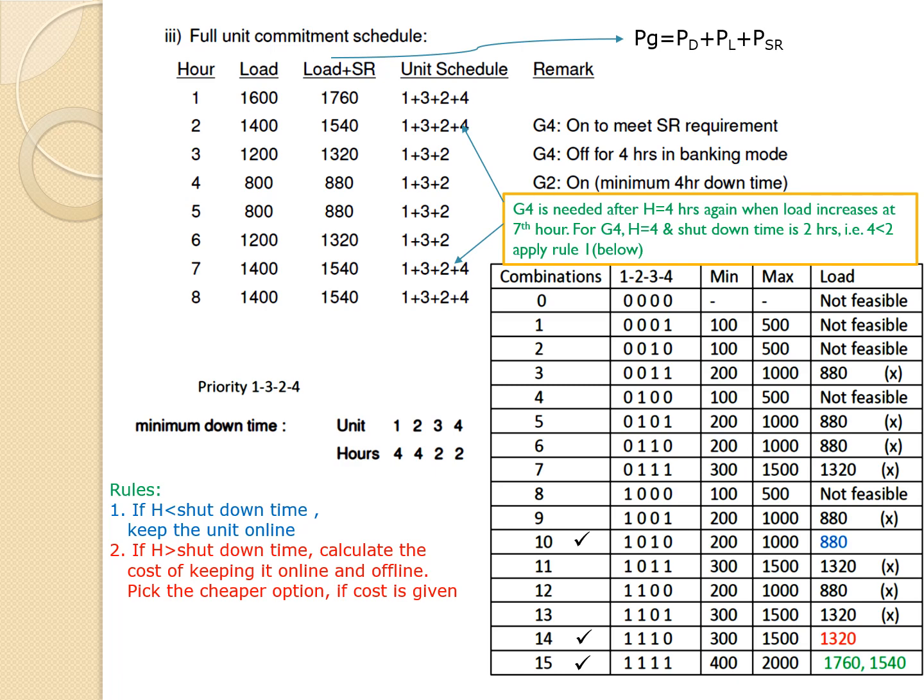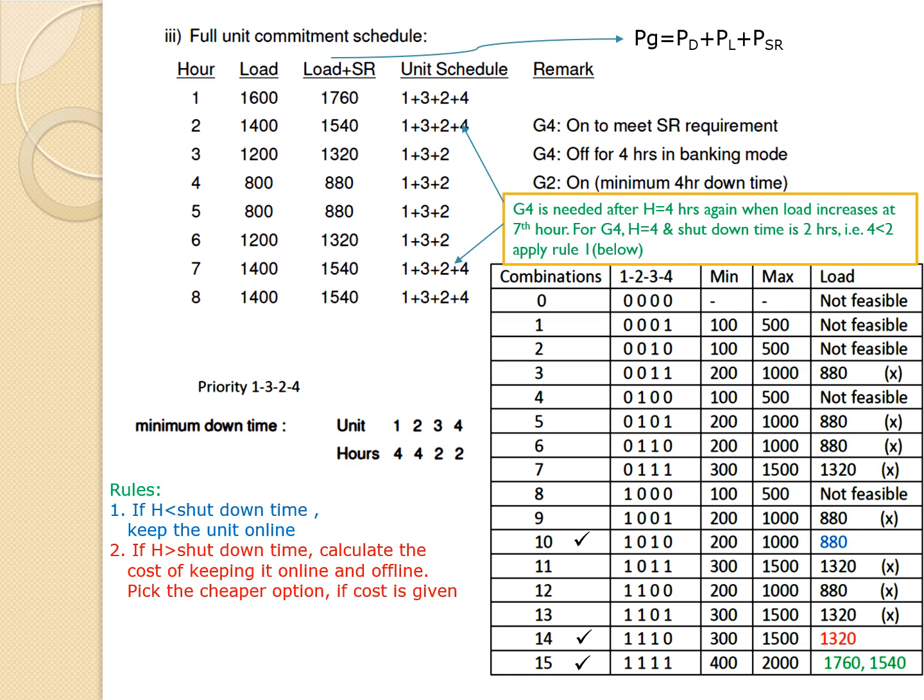In hour 2, the load demand was 1400, and if the spinning reserve is added to it, it will be 1540. With 1540, we again find that we need the combination of all 4 units. Like that, the combination of units has been written for all the hours.